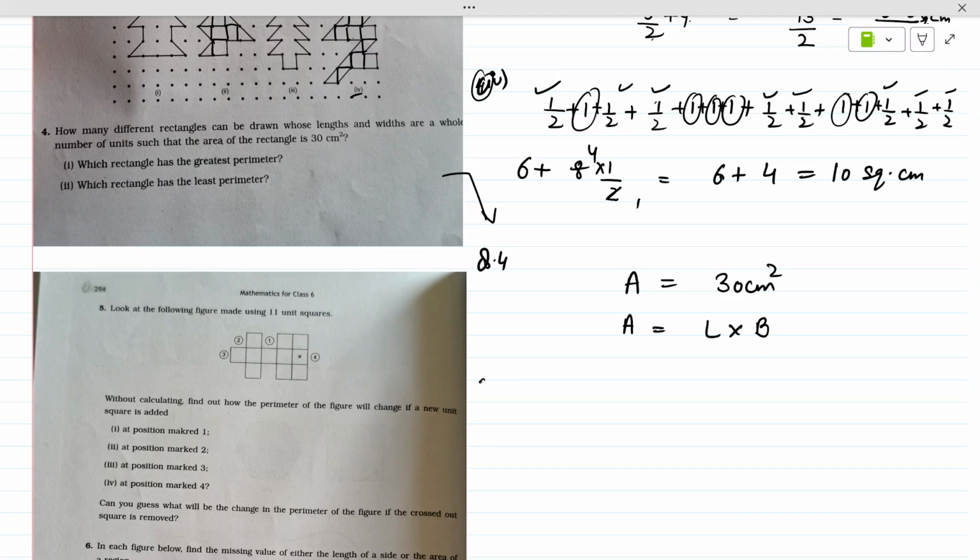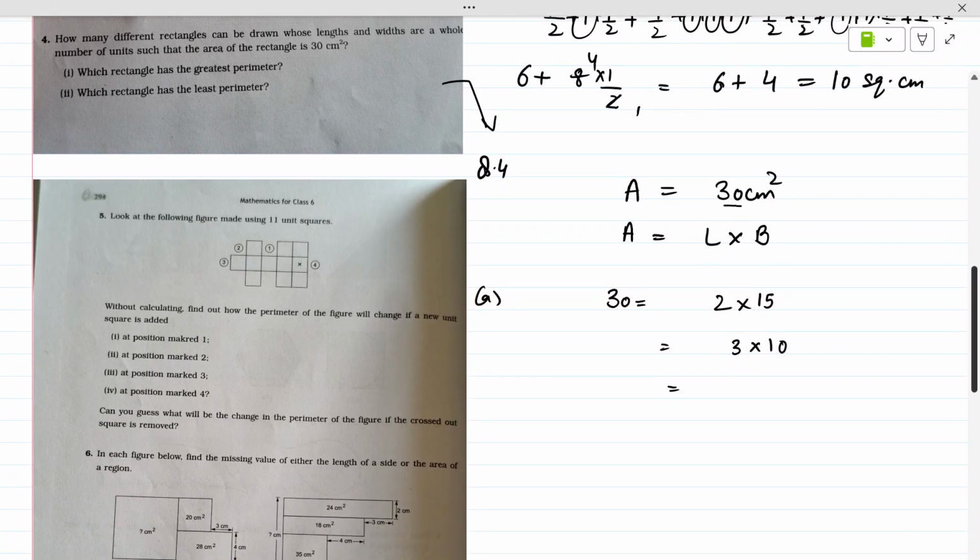Okay, so let's begin this. Let's start and see what are the different factors of 30 starting from 2. So we can take this as 2 into 15, 3 into 10, this will also give us 30. Then after 2, 3, we have 4.